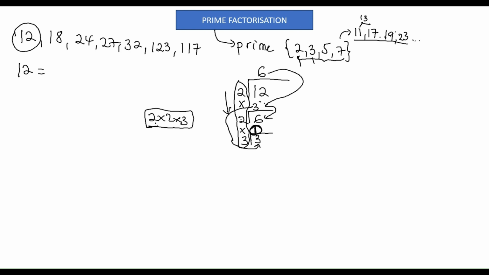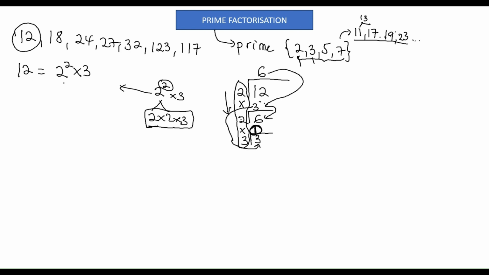So the prime factorization, you see 2 and 2, they repeat. Since they repeat, we are going to do 2 squared. The 2 repeats how many times? Twice. That's the power there. Times 3. So at the end of the day, the prime factorization of 12 is 2 to the power 2 times 3.